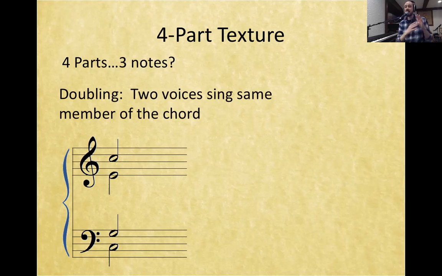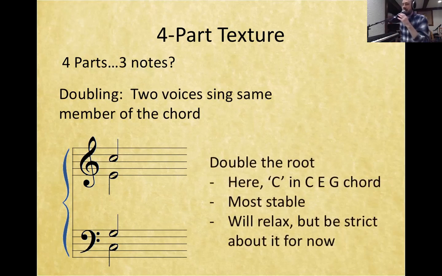Doubling means that 2 of the voices sing the same member of the chord. Not the same exact note necessarily, though that can happen a lot. But it doesn't have to be the exact same note. So if we look here, we've got basses on C, tenors on G, altos on E, and sopranos on C. So in this context, the basses and the sopranos are all singing C. That's doubling.